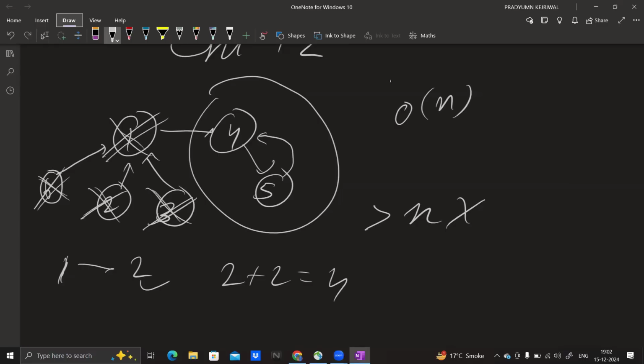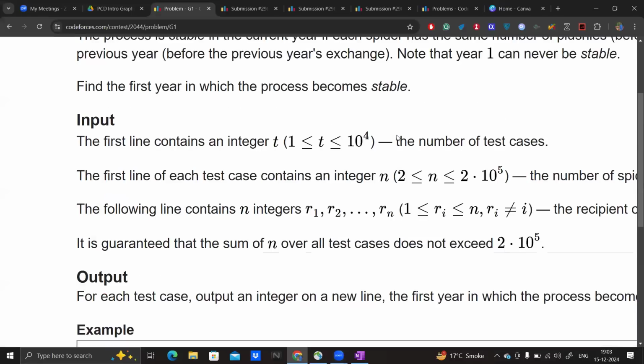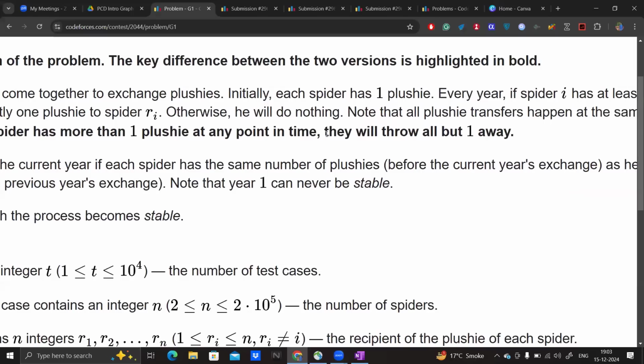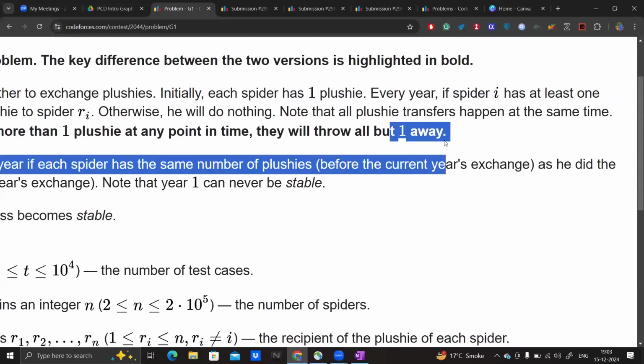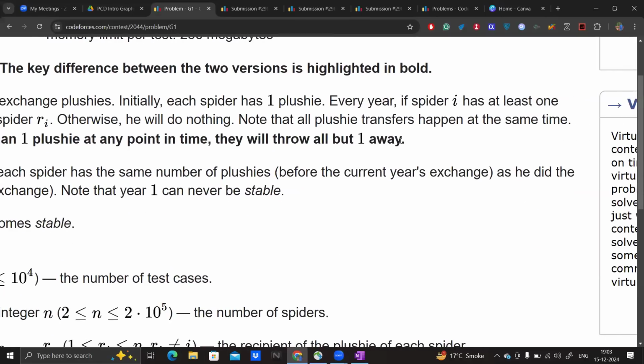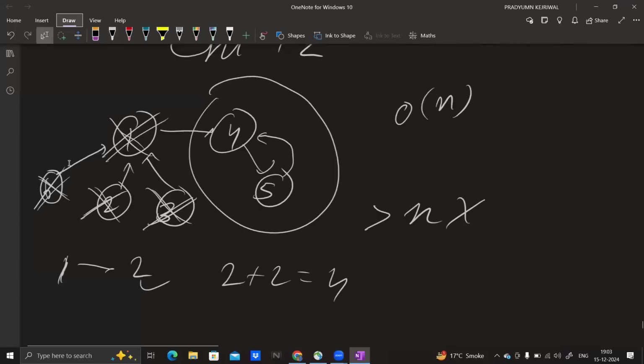So now cancel that 3 out. Won't it take 3 more years to make it 0? No, actually in this version, 1 throws out the candies. Like it is written here that in this version, if any spider has more than one plushie at any point in time, they will throw all but one away. We are solving G1 right now. In G2, what you say is correct. That if there are 3 candies, then one will have 3, and it will take 3 more years to give away. But in this version, only one will be remaining.